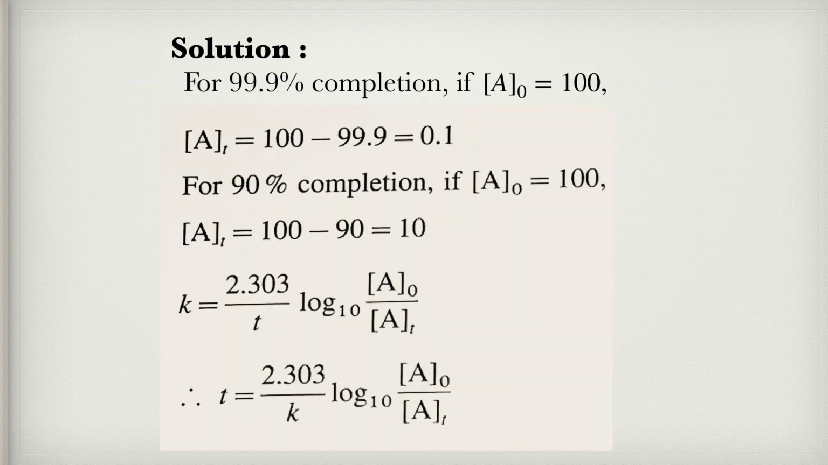Okay. So for 99.9% completion, if I am saying A naught, that is the initial concentration, is equal to 100, then the final concentration, that is AT, will be equal to 100 minus 99.9, that will be equal to 0.1. And similarly, for 90% completion, if I take initial concentration A naught is equal to 100, then AT will be equal to 100 minus 90, that is equal to 10.